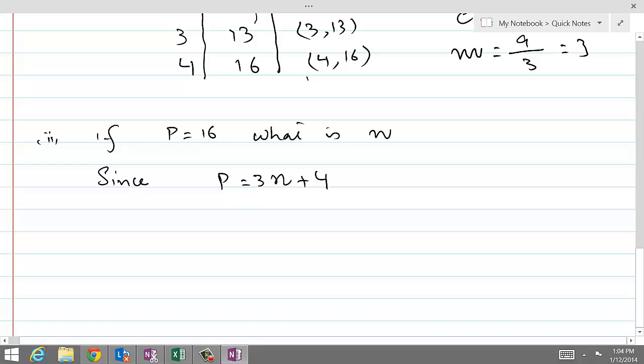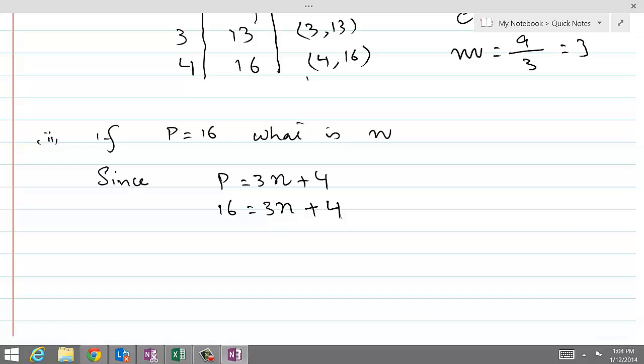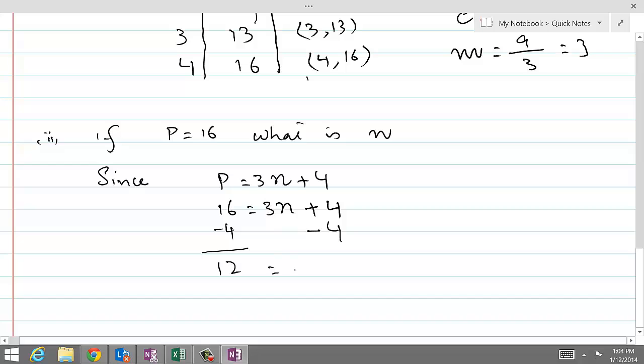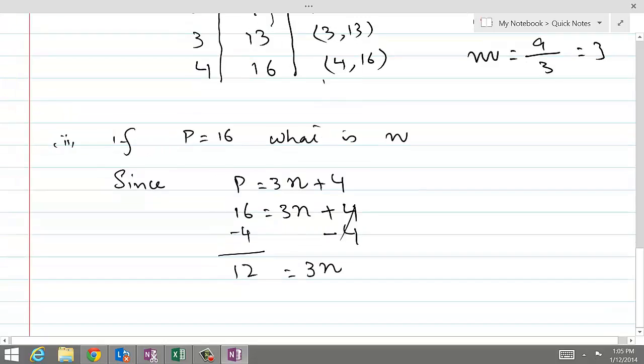Now this time we know that the value of p is 16, so we are going to replace p with its value and we'll see what n is. So here, if we substitute for p, 16 is equal to 3n plus 4. Now the only unknown is n. We need to isolate n in order to find its value. Therefore, for isolating n, we first take away the 4 from both sides. Minus 4 and minus 4. This becomes 12 is equal to 3n, and 4 take away 4 is gone. So 3n is equal to 12.